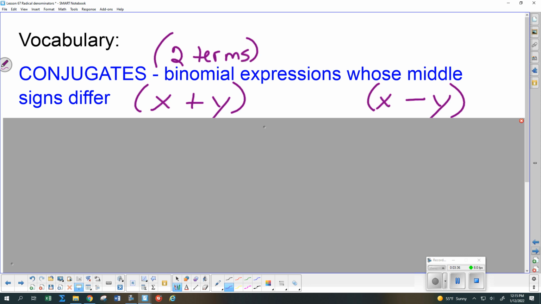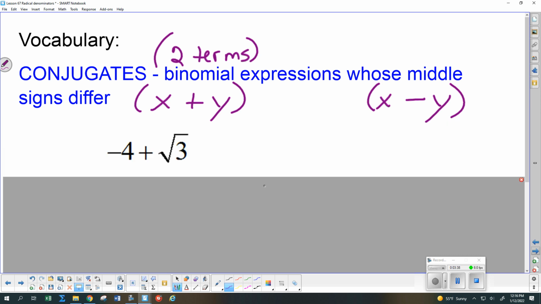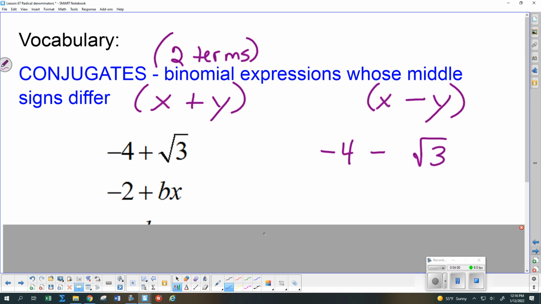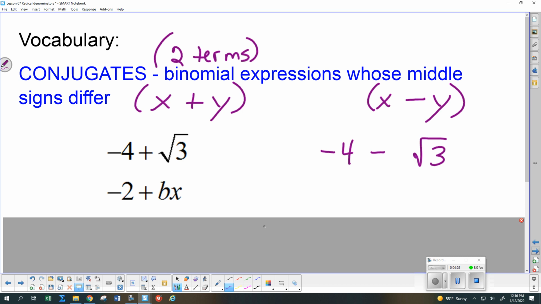So let's first practice just writing down some conjugates. If I have -4 plus root 3, that has 2 terms. The conjugate is going to only change the plus or minus sign that's in the middle. It's not going to change anything else. So I'm going to keep the -4, and I'm going to keep the root 3. All I'm going to do is change the plus sign in the middle to a minus. Allie, what would I do for the next one if I wanted its conjugate? Perfect.